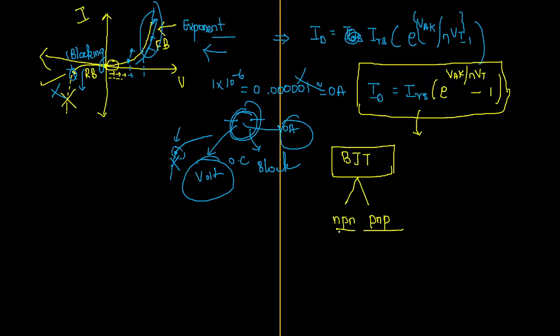Basically, look at this: in an NPN transistor, how many layers are there? So there are 3 layers. How many layers are there in a PNP transistor? There are also 3 layers.